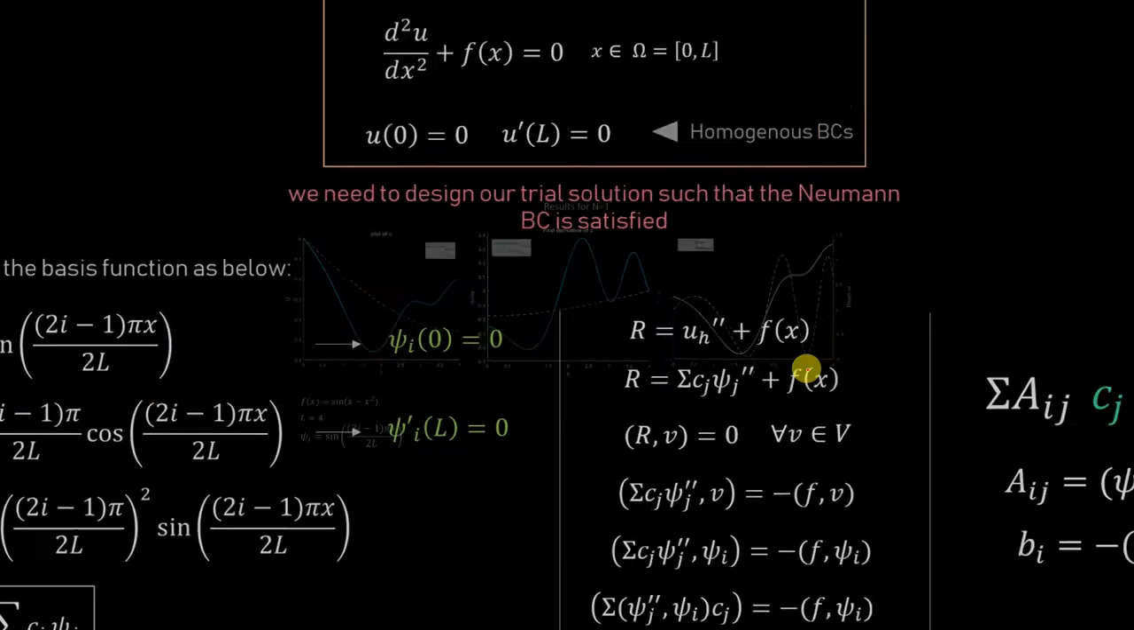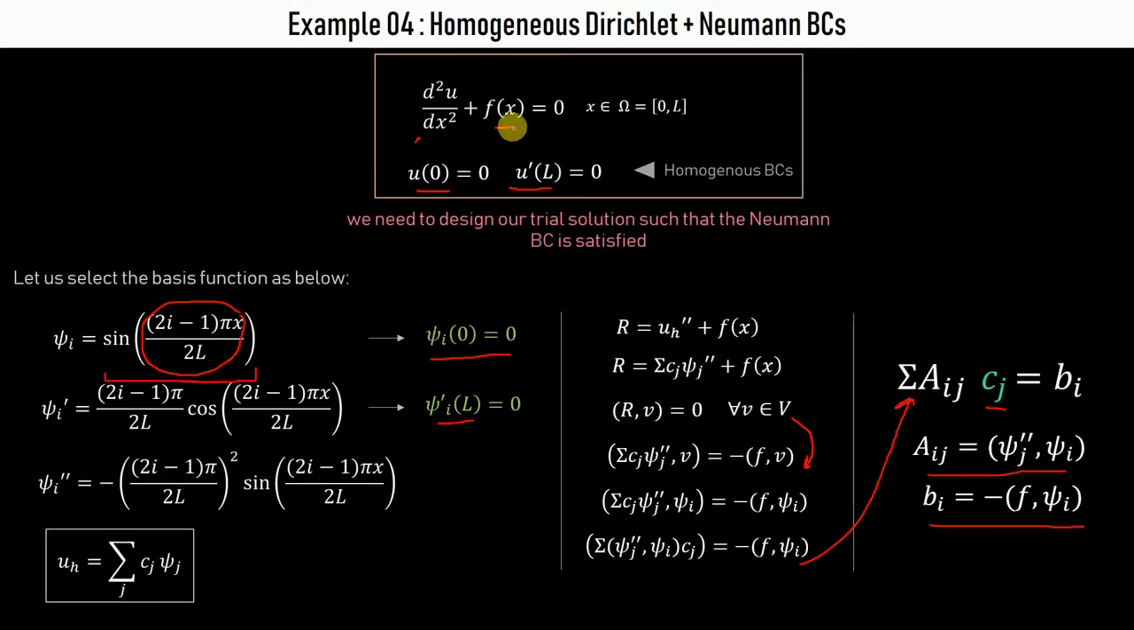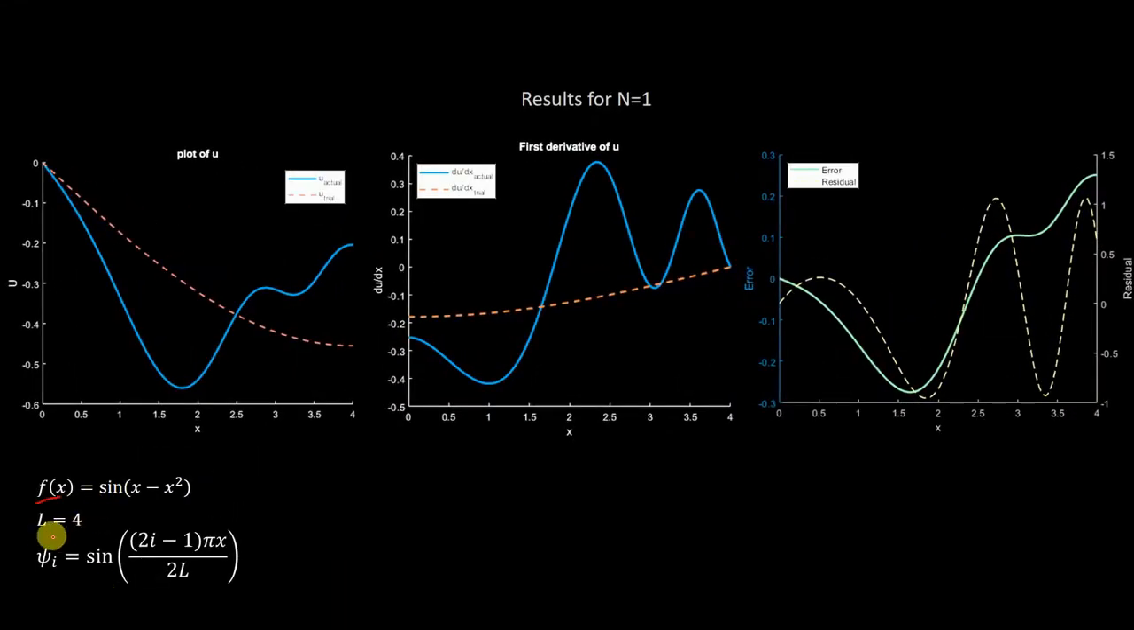Okay, so this is the result for n equals 1. We are using just one basis function. This is sine, which will be something like sine of pi x by 2L. So using a function f, I've chosen it to be this, sine x times x square, and the domain length is from 0 to 4. Okay, so this is the exact solution, this one, and this is the approximate solution.